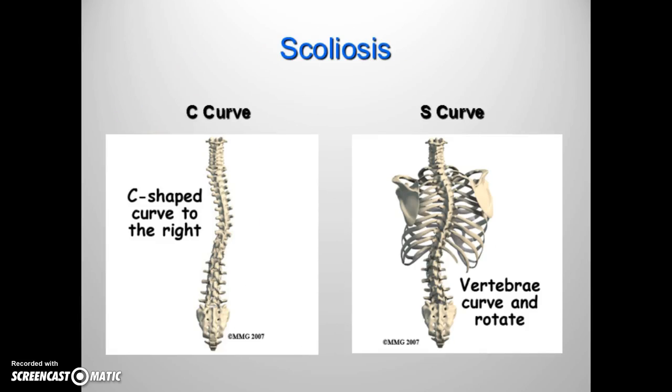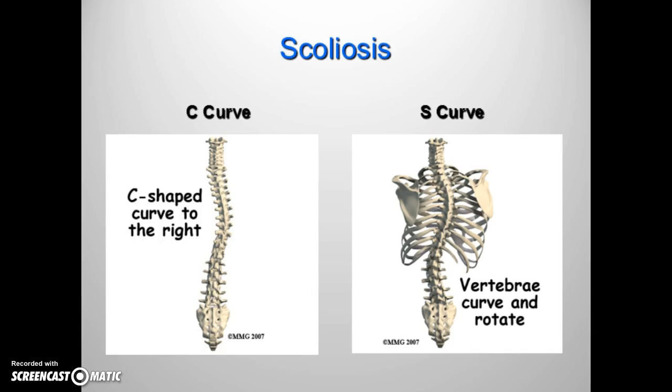Now we will discuss scoliosis. Scoliosis is lateral curvature of the spine. It may be a C curve or an S curve. The C curve means that there's only a curve in one portion of the spine. It could be either a thoracic curve or a lumbar curve.